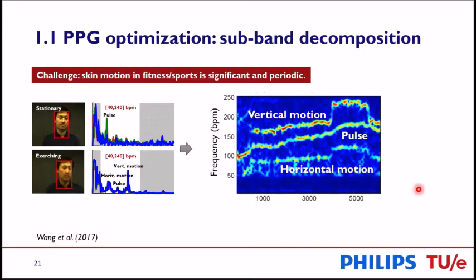However, this approach does not really work for the use case with heavy motions because that requires very accurate pixel tracking, such as optic flow. The challenge in fitness, for example, is that the motions are much more significant and also periodic. If you see this spectrogram of the signal, this is the pulse, while these two are the motion signals. The vertical motion and horizontal motion are actually also periodic, and they are very difficult to separate from the pulse.